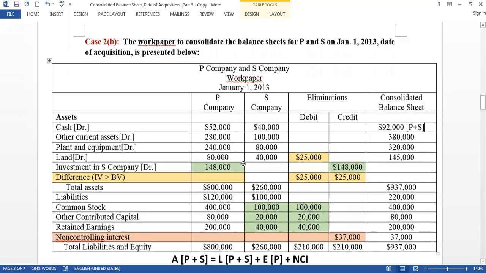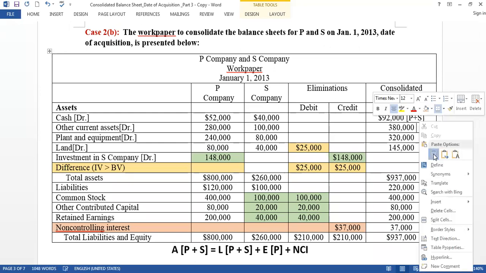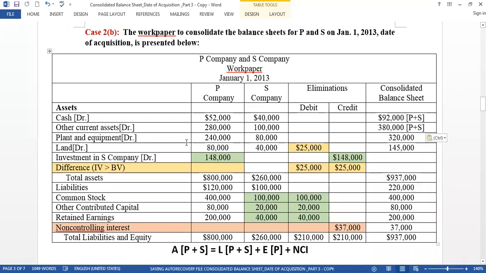P plus S. Then look at the other asset. These two are debit. So debit, debit, plus. So P plus S. Then plant and equipment, we have two accounts. One is subsidiary, one is parent. So P plus S, debit.